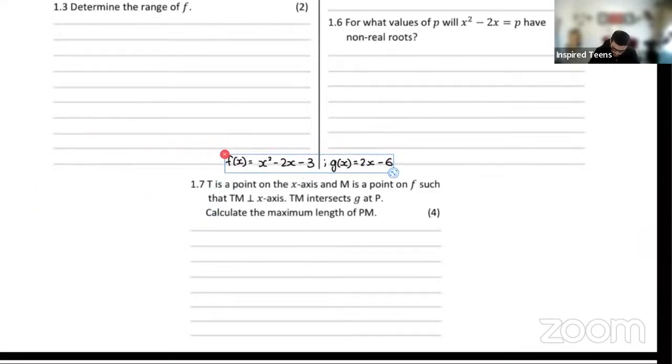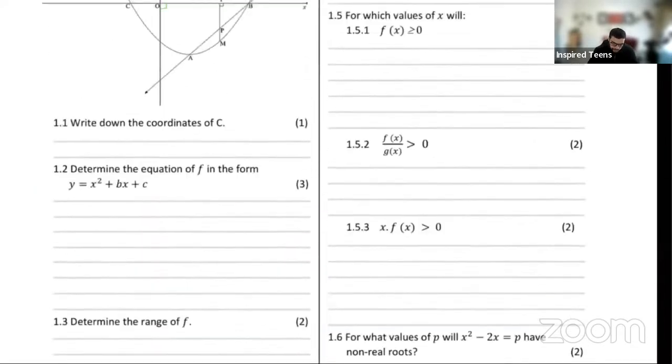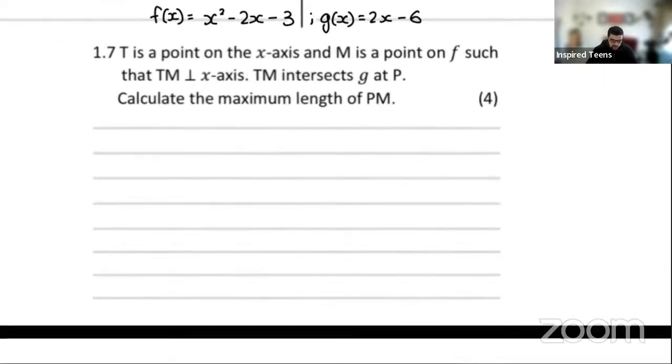Okay, there's our equations. Those are important. Let's look at the question. It says T is a point on the x-axis and M is a point on F such that TM is perpendicular to the x-axis. TM intersects G at P. Calculate the maximum length PM.